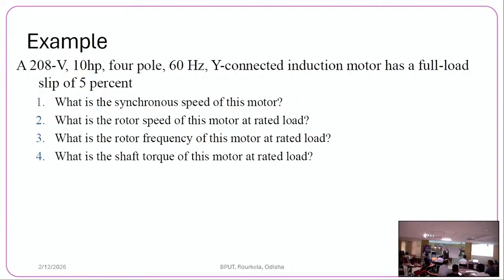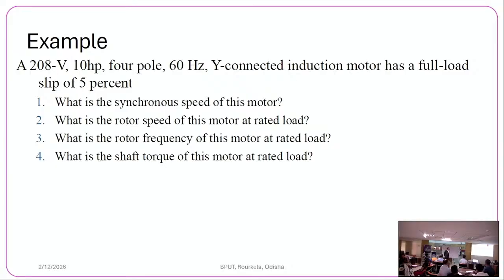That is the rotor speed. Usually you take this in your classes. Everything is correct, whether you write 1 minus S into Ns or Ns minus s Ns. You know slip speed is 90 RPM and synchronous speed is 1800 RPM. Both are correct. What is the rotor frequency at this rated load? It is s into f. Supply frequency is 60 Hz, slip is 5%, so it is 3 Hz. Rotor frequency is 3 Hz.